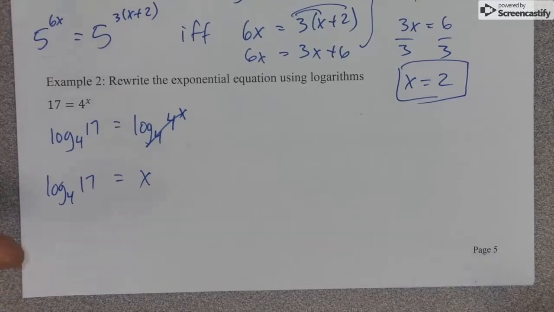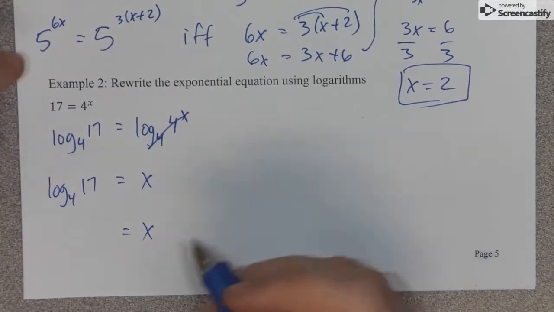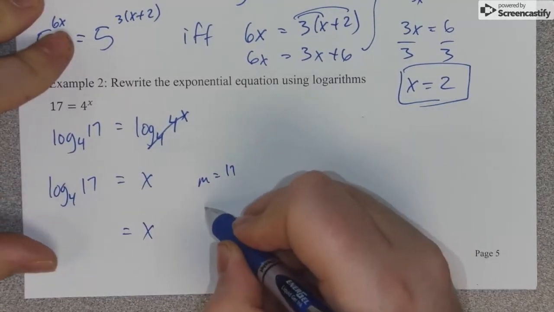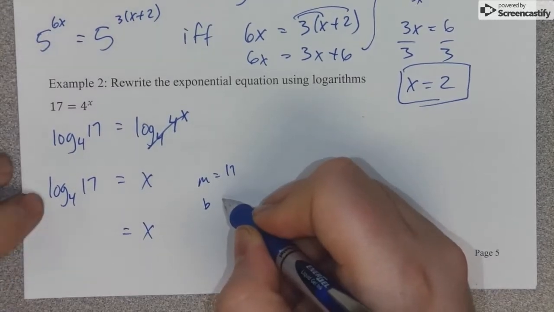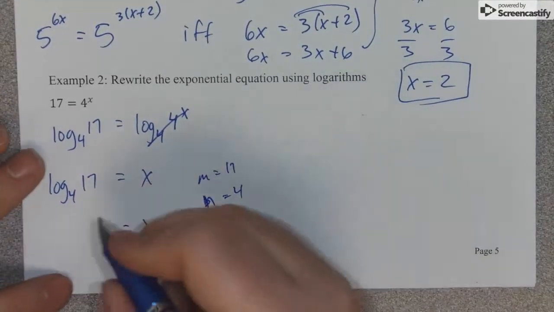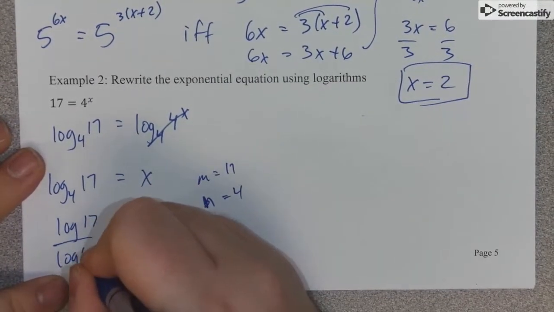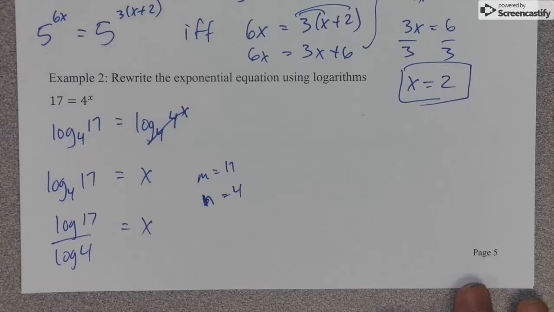I can simplify this using what we did in the last section, the change of base. So m would be 17 and your n would be 4. So this would be log of 17 divided by log of 4, and that would get you your x. But it's a nice little recap of what we did in the previous section.